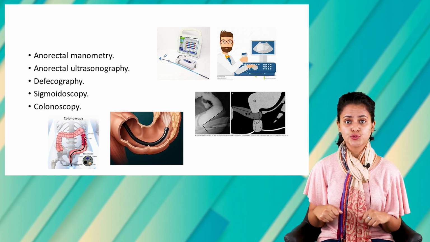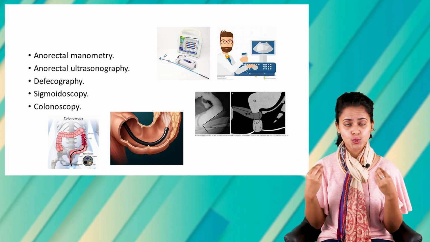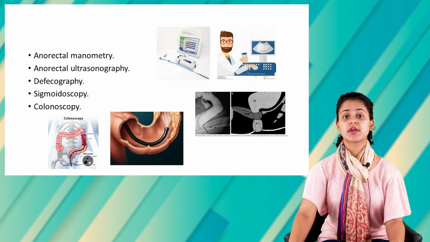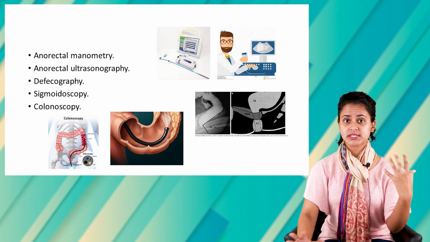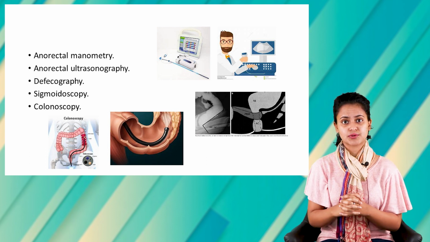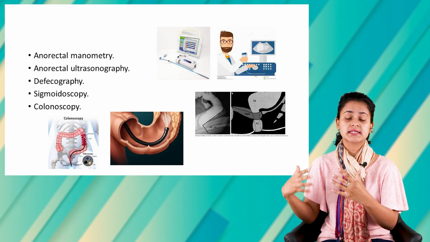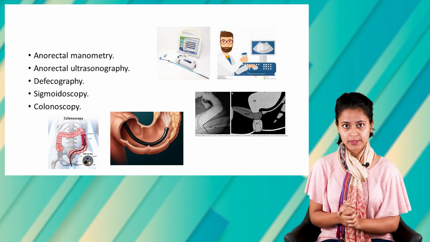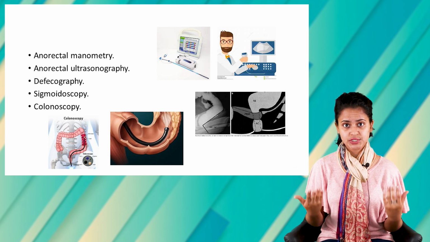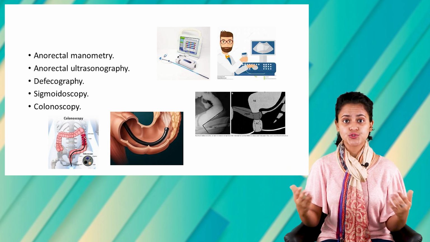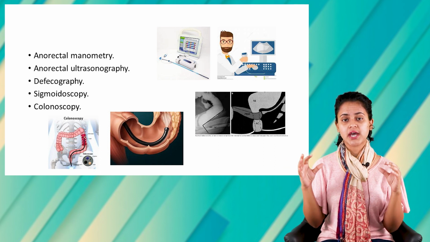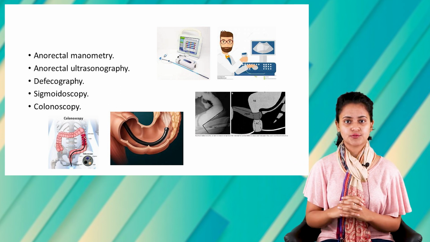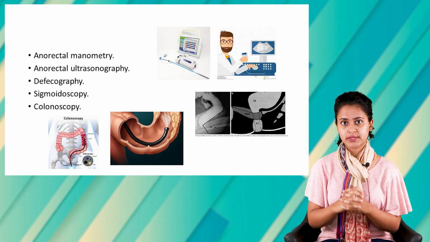Sigmoidoscopy would also be used to visualize the sigmoid colon and the probable presence of abnormalities, as well as colonoscopy, through which we learn about the underlying disease process, which is almost always associated with fecal incontinence. Now, these are all the diagnostic procedures which we use to conclude the diagnosis of fecal incontinence and also to understand the underlying pathophysiology which is causing the development of fecal incontinence.